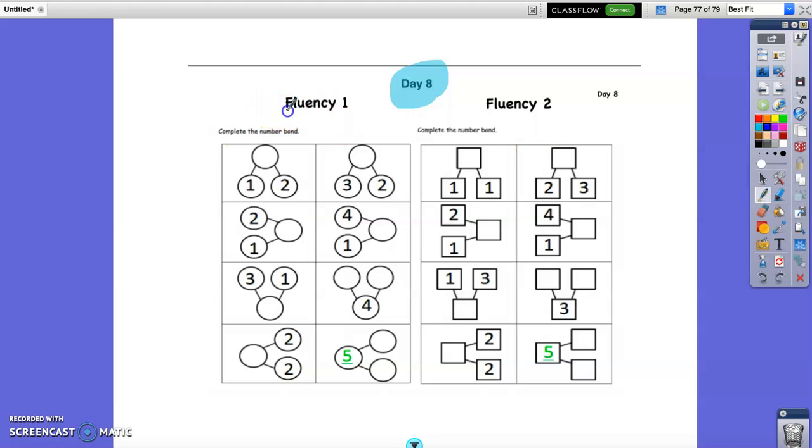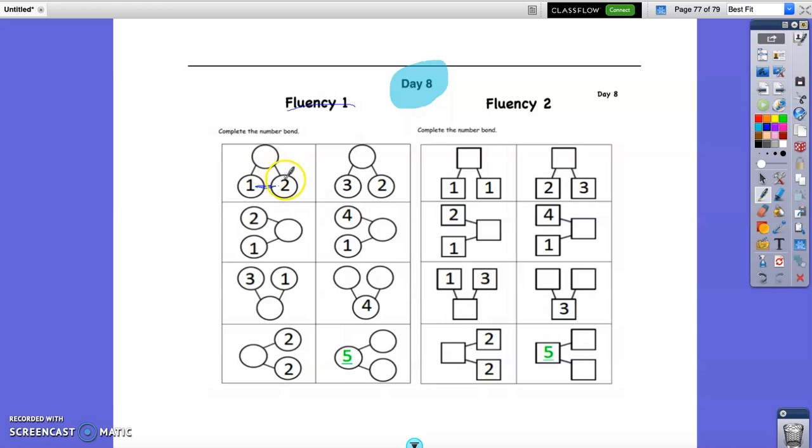Alright guys, we have two fluencies today. These are number bonds, okay? It doesn't matter if we use the circles or the squares, they're still number bonds. And we know that number bonds are our parts are always beside each other and they fuse together to make the whole. Or like Miss Watkins told you, they're going to the party house. The two parts are going to the party house, right? They're going to the whole.